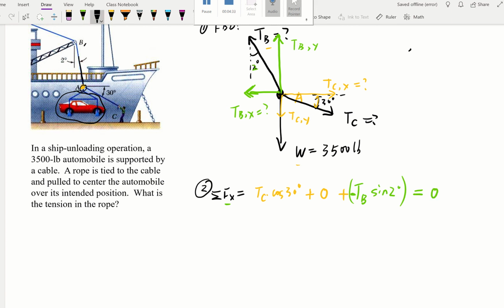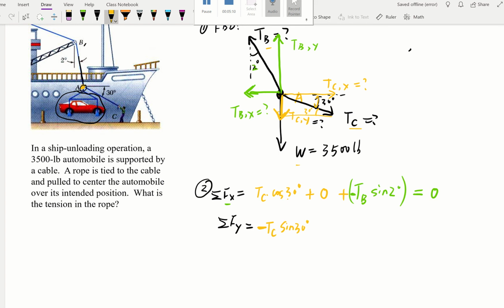Now we're going to do the y component, forces in y. First, we're going to look at TCy. What's that value equal to? This is 30 degrees. TCy is going to be opposite, so that's using sine 30. And besides, if you use cosine 30 in the x, the y has to be sine, right? So it's TC times sine 30, and you realize this is going downward, so that's going to be negative. So that's the y component of the force TC.